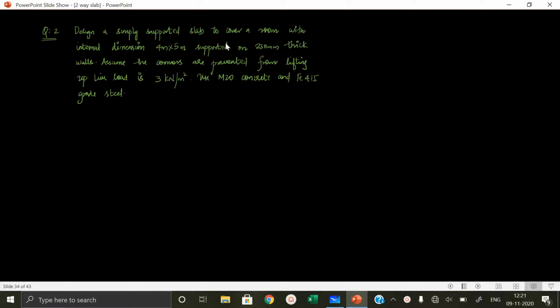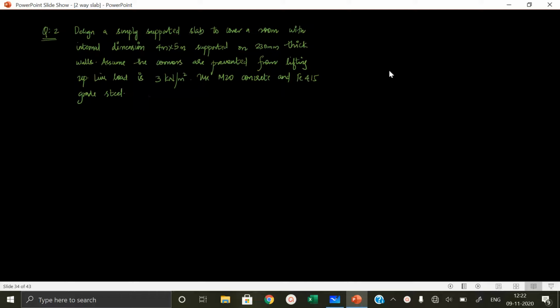Design a simply supported slab to cover a room with internal dimensions 4 meter and 5 meter supported on 230 mm thick walls. Assume the corners are prevented from lifting up. Live load is given as 3 kN per meter square. Use M20 concrete and Fe 415 grade steel. So the difference from the last question is that here it is given the corners are prevented from lifting up, which means we need to provide the torsional reinforcement also.